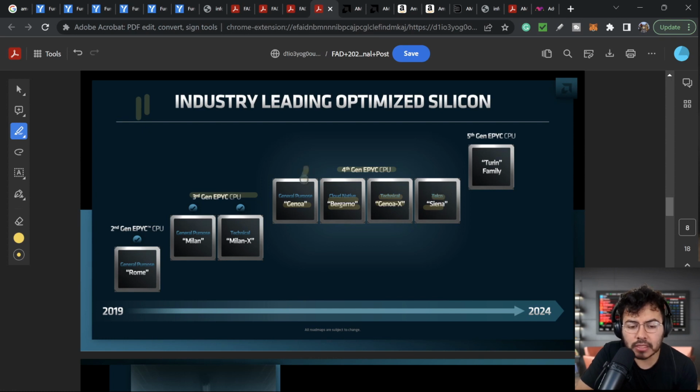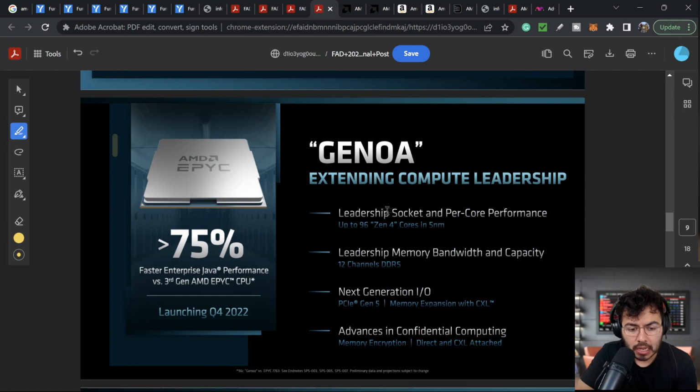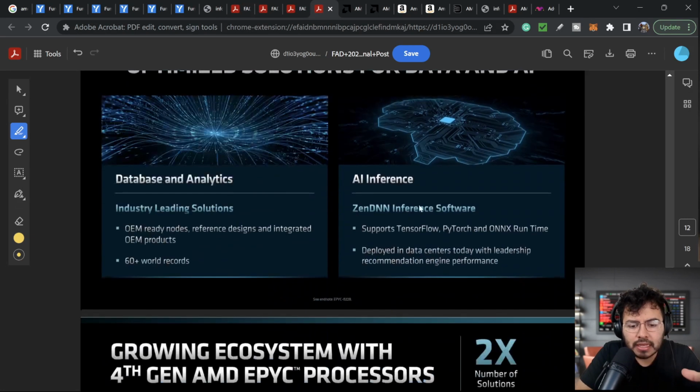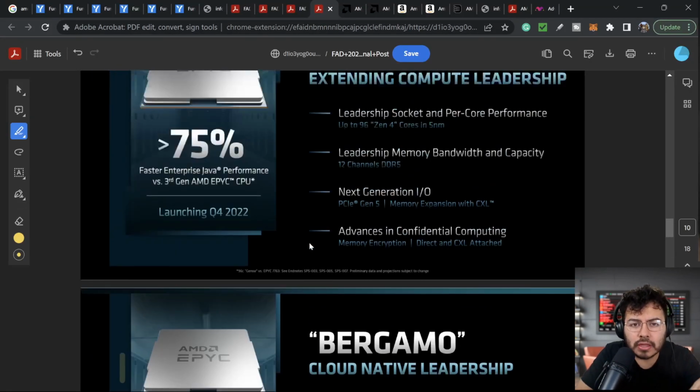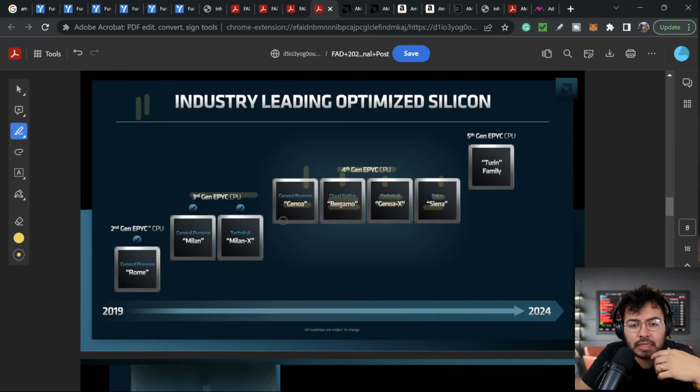Right now, Genoa is out. Bergamo, I believe, just got released. Genoa X just got released, and we're probably going to see Sienna later on this year. This company also has the next, fifth generation EPYC CPU coming out later in 2024. So here we can see how different solutions are important, and that's where they're creating different flavors. The great thing is they're usually matching the platform. So let's say I am a cloud provider. I can mix and match. Let's say I want to have a Genoa, but later on I want to upgrade to a Genoa X or switch to a Bergamo. I will be able to do that.